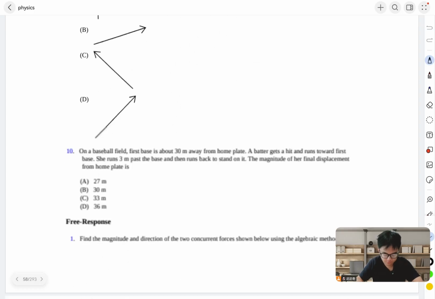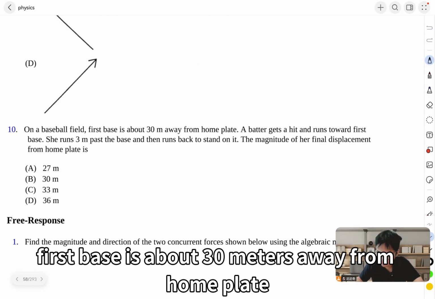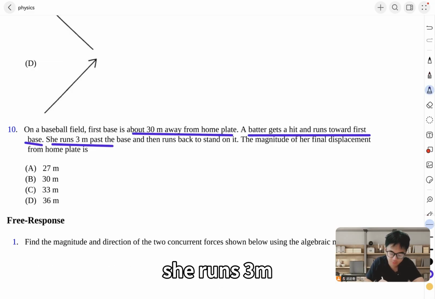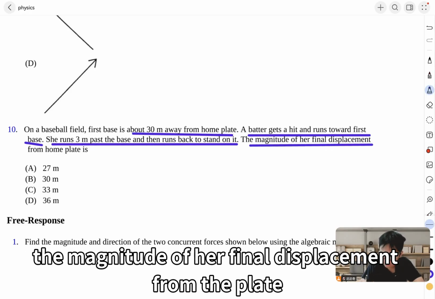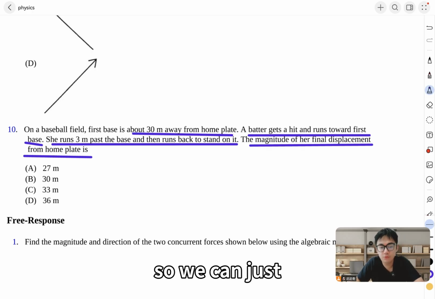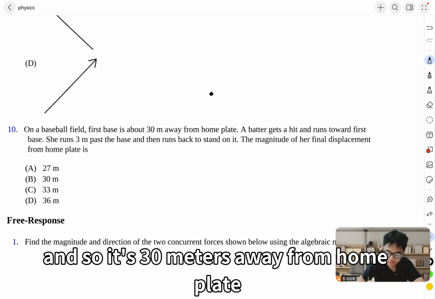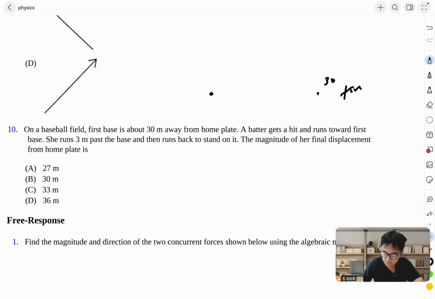And let's go with question 10. On a baseball field, first base is about 30 meters away from home plate, and a batter gets a hit and runs toward first base. She runs 3 meters past the base and then runs back to stand on it. The magnitude of her final displacement from the plate is... So we can just pinpoint where she was originally, 30 meters away from home plate. So this would be the first base.